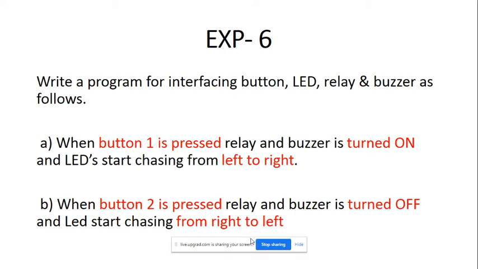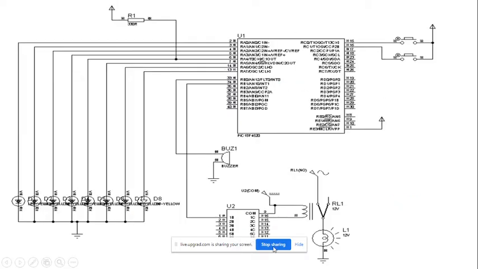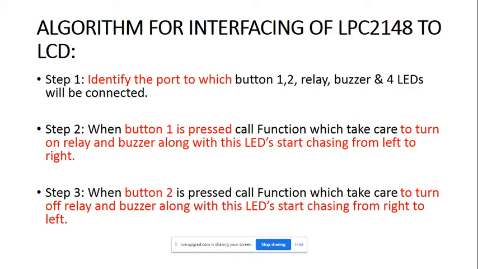As per this problem statement, we construct the interfacing diagram. Here we are connecting the input devices as switch 1 and switch 2. The second devices are the LEDs, the relay, and the buzzer. In this fashion we interface all these devices to the PIC microcontroller. We can use any port as per our choice. Now, to achieve this problem statement, we will write the algorithm steps.